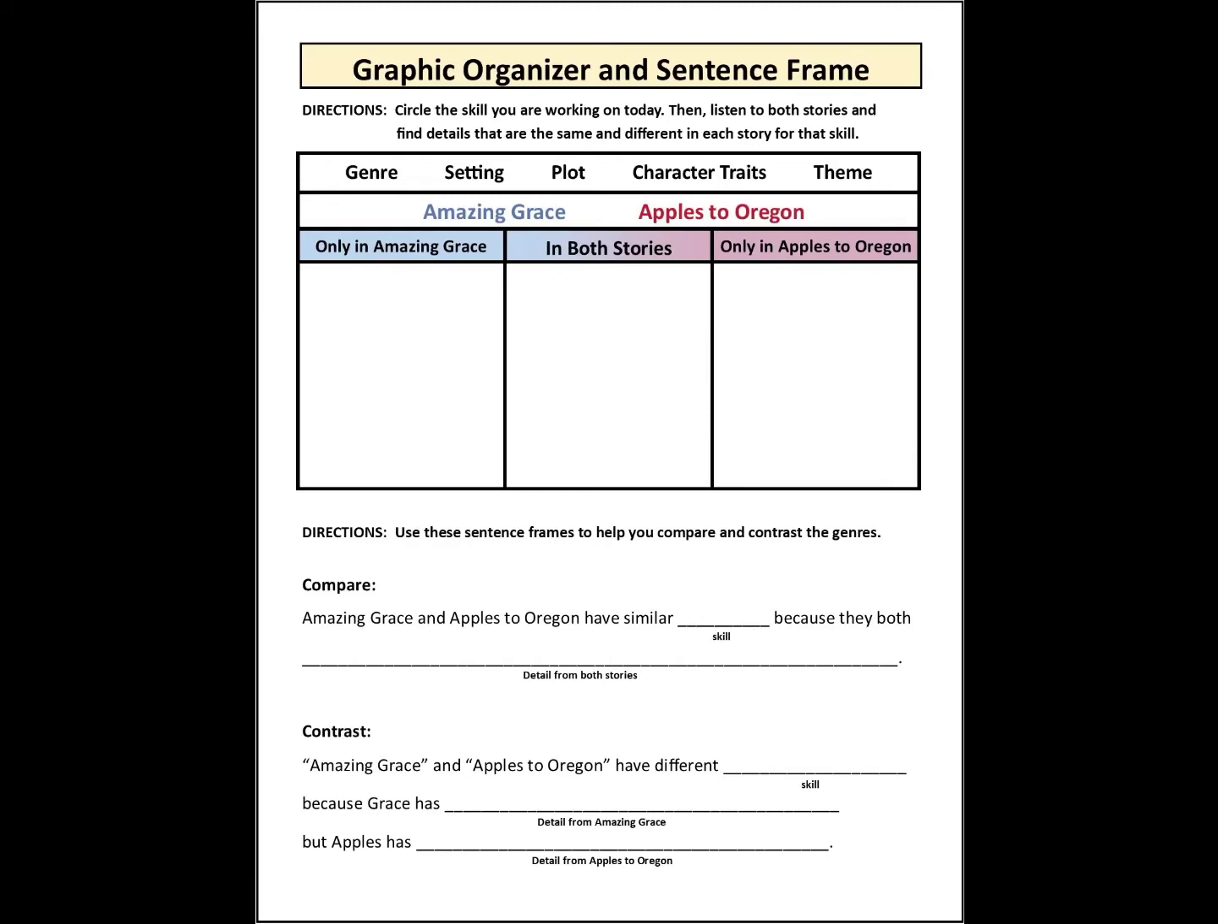And then down below, you're going to answer the question like this: Amazing Grace and Apples to Oregon have similar character traits because they both. And what trait did they have in common? And then Amazing Grace and Apples to Oregon have different character traits because Grace has what? And what was her character trait? And Apples has what? What was her character trait? The main character in Apples to Oregon. All right, good luck. All right, great job studying character traits today.